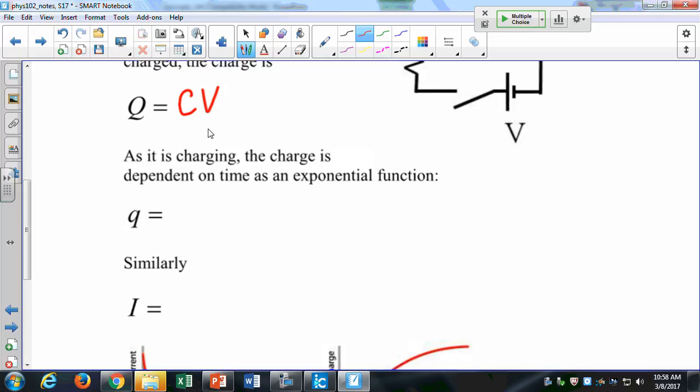So these are in your equation sheet, but you need to practice with these. There's some homework. You're going to see some exponentials on your test. Just make sure that you know how to deal with exponentials. So as it's charging, it looks like this. It's the total charge, that's the same as this value, by the way, times 1 minus e to the minus t divided by RC.